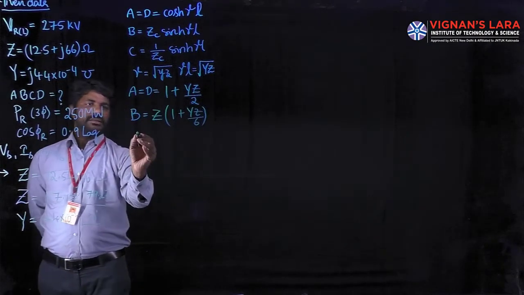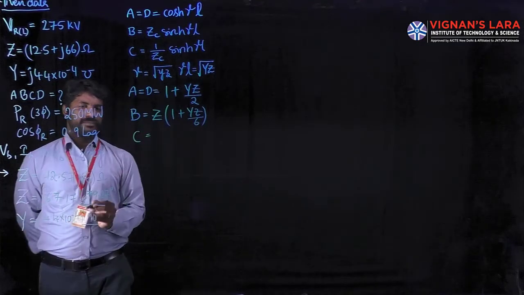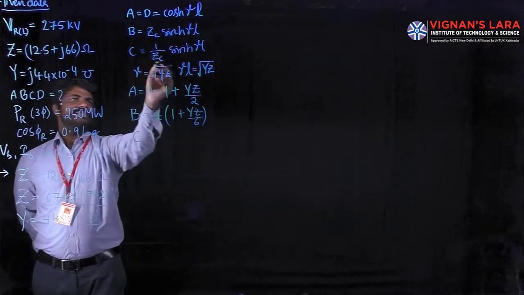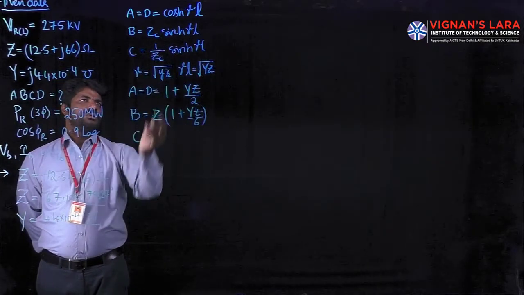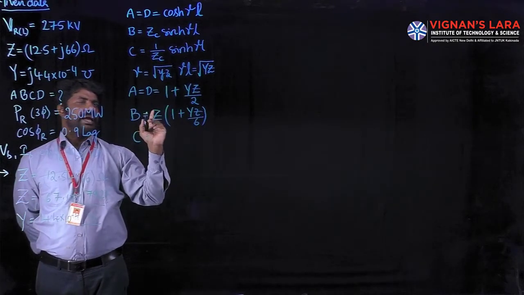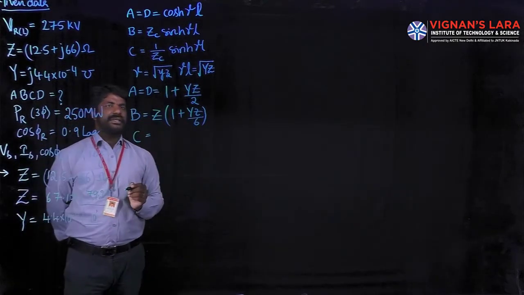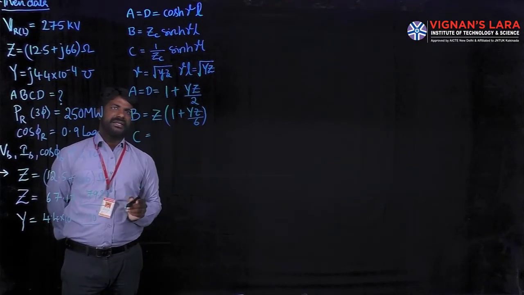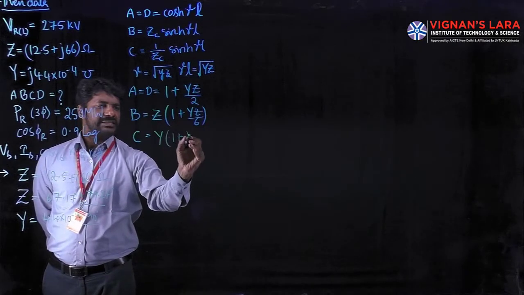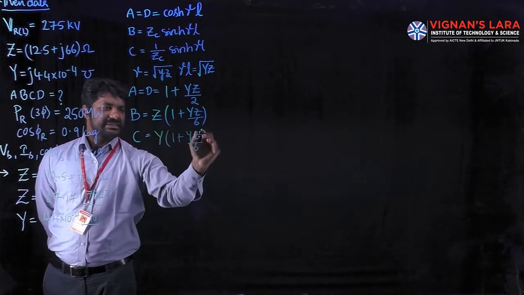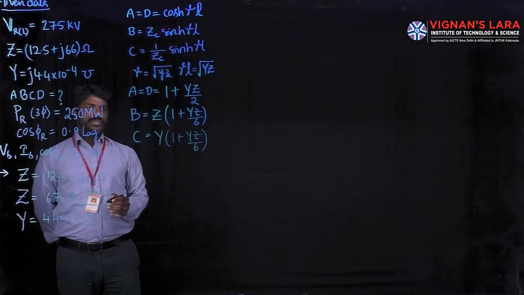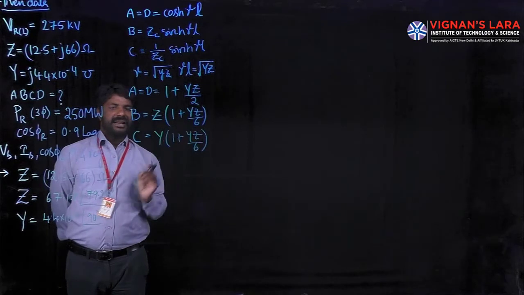And similarly, the constant C out of the ABCD constants is 1 by ZC sinh gamma L. Expanding the series sinh gamma L from what we discussed in the last class and multiplying it with 1 by ZC, that is root of capital Y by Z, we get that value as capital Y into 1 plus YZ by 6. These are the ABCD constants as per the Maclaurin series, with an assumption that higher powers are neglected.